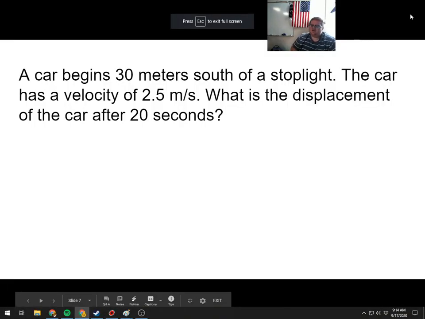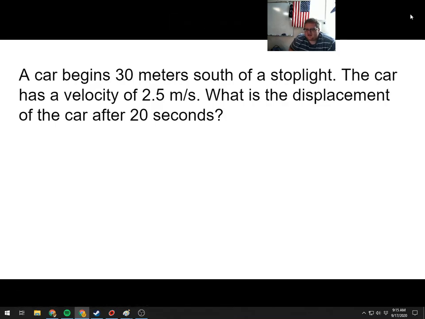A car begins 30 meters south of a stoplight. The car has a velocity of 2.5 meters per second. What is the displacement of the car after 20 seconds?